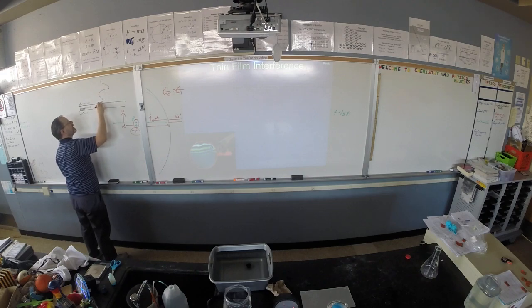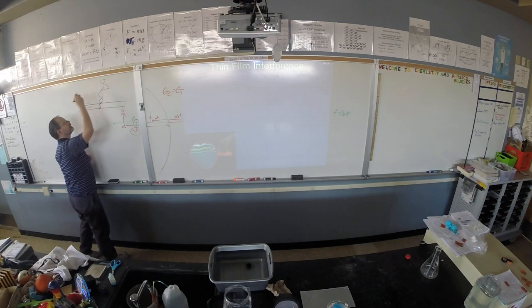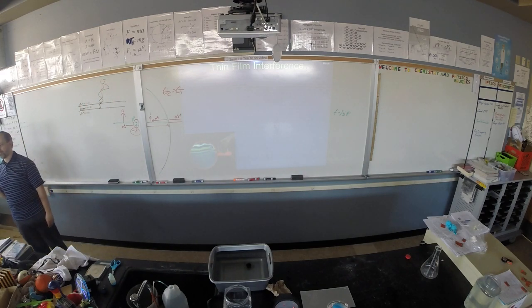Here comes the wave, and it hits it. Part of it gets transmitted, and part of it gets reflected. See what just happened? So now you have two waves that are overlapping each other. When you have two waves that overlap each other, what do you get? Starts with an I. Interference. Only it's not sound interference, it's light interference. So the colors get all wonky.